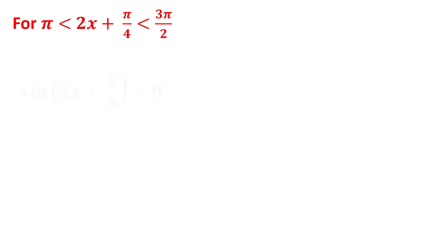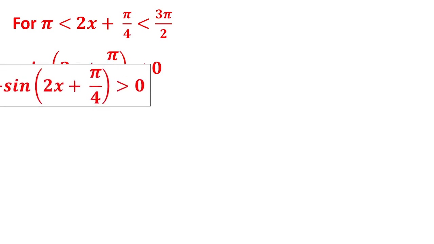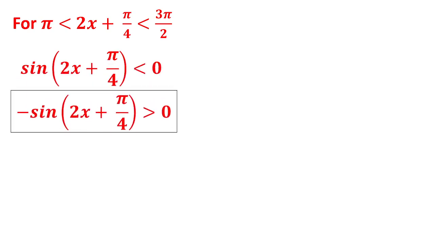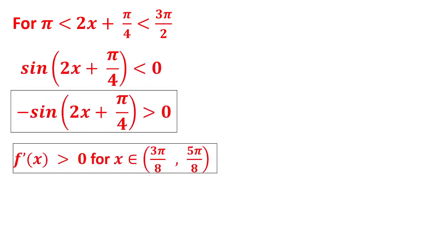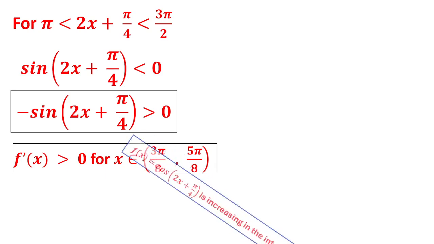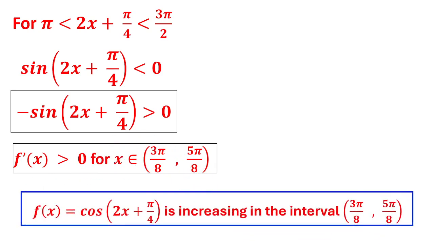What will happen in the third quadrant? In the third quadrant, sine is always negative. Therefore, f dash of x, with the minus sign, will be greater than 0. Be careful with this problem. In this problem, f dash of x is minus sin of 2x plus pi by 4. Therefore, the given function is increasing in the interval.